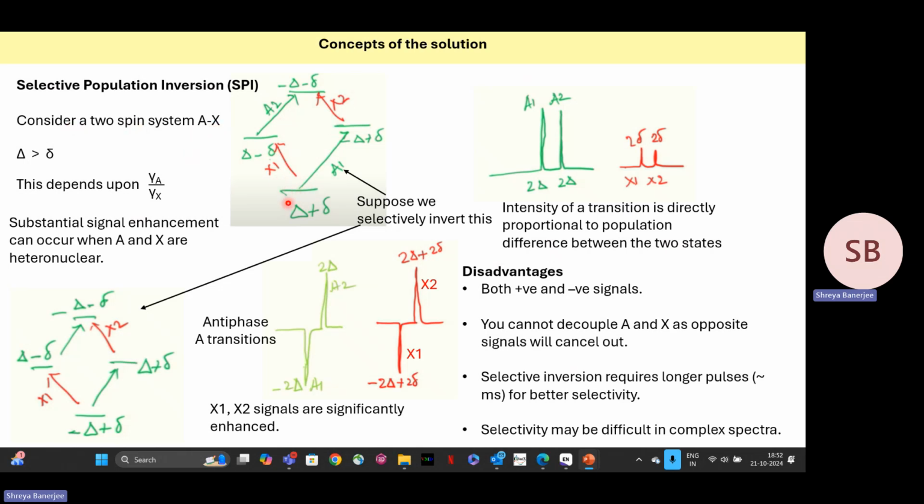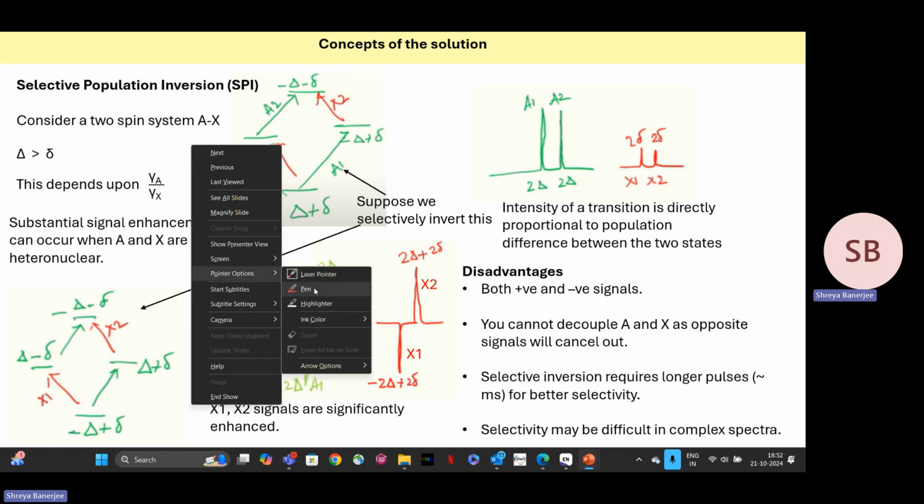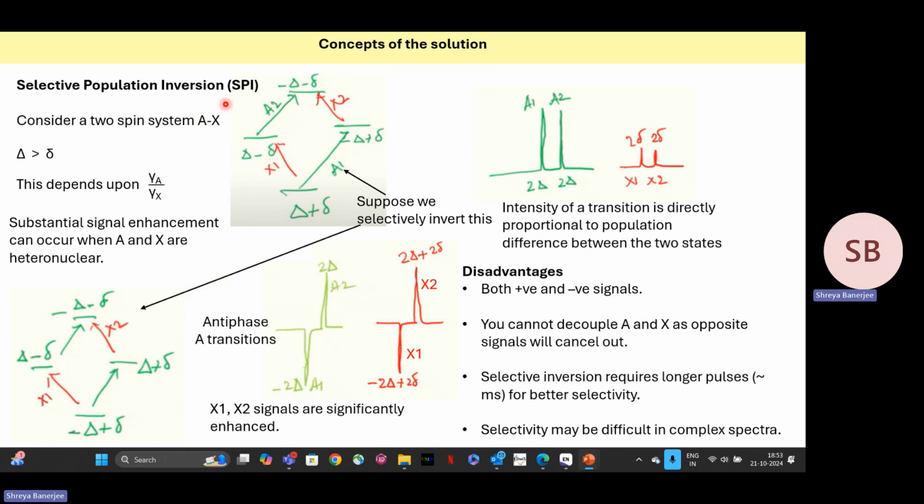So you can see there are 4 energy levels. There are 2 spin systems, so they will couple with each other. We know that when there are 2 spin systems, they will couple with each other, and we are making one assumption that capital delta is greater than small delta. So there will be 4 energy levels. Delta plus delta is the lowest.